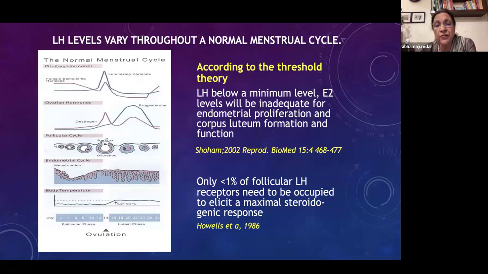And what is required of LH? Less than 1% of follicular LH receptors need to be occupied. So out of 100 receptors, if even one receptor is occupied, we will have maximal steroidogenic response. This is very important for all of us to understand.